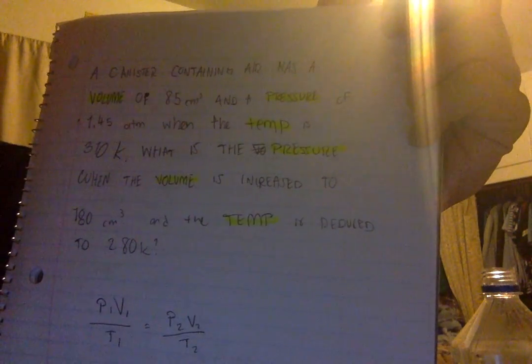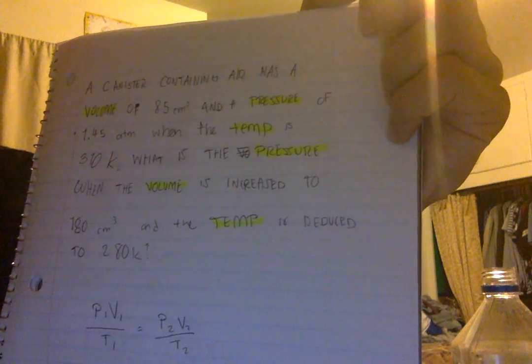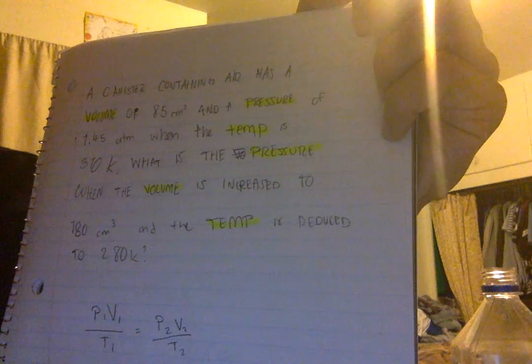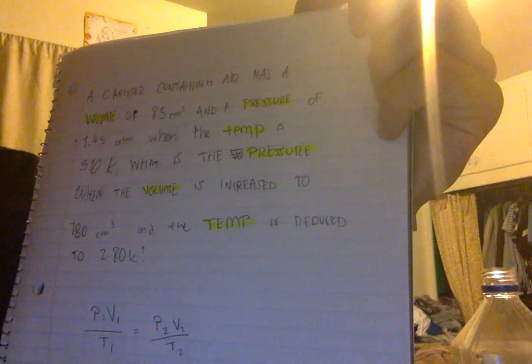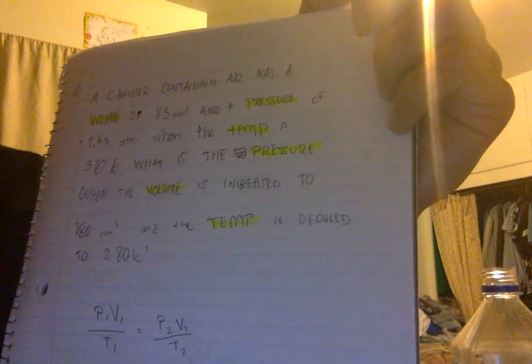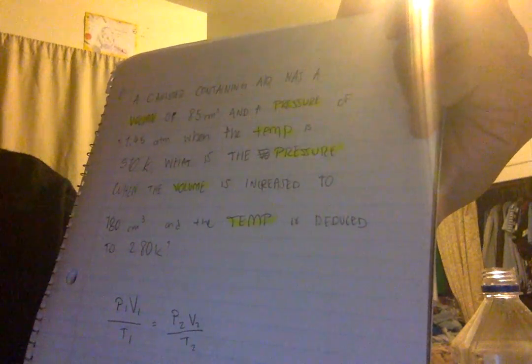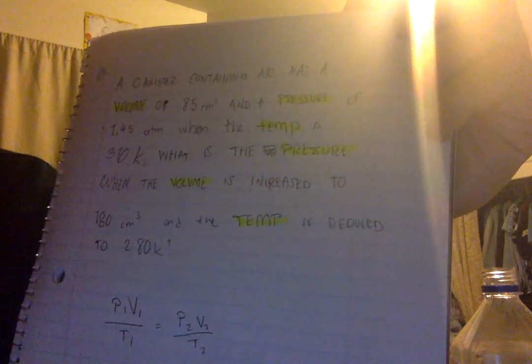A canister containing air has a volume of 85 centimeters cubed and a pressure of 1.45 atm when the temperature is 310 K. What is the pressure when the volume is increased to 180 centimeters cubed and the temperature is reduced to 280 K?